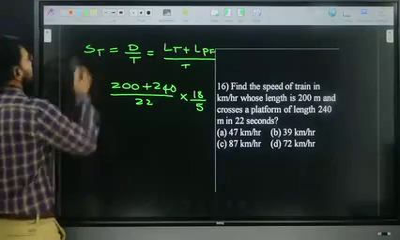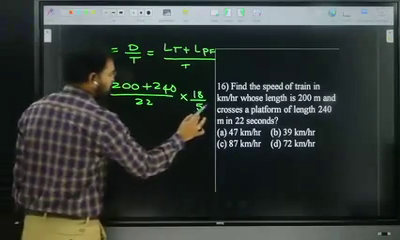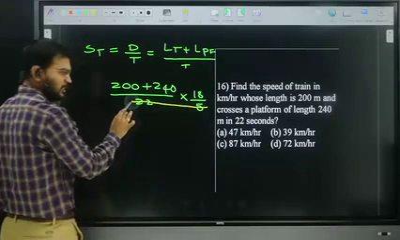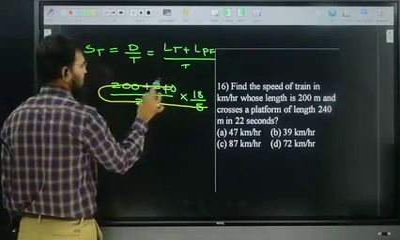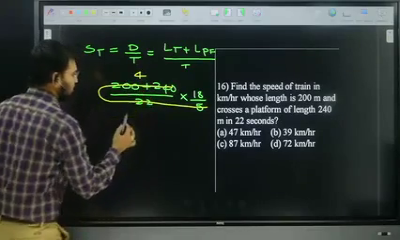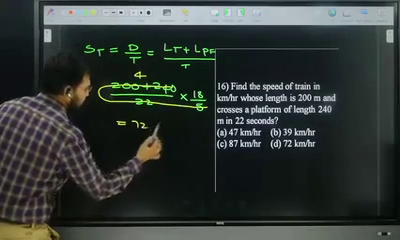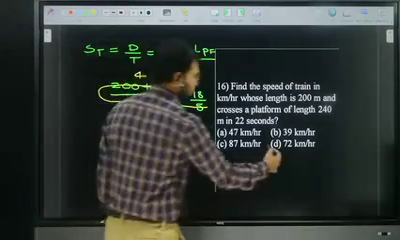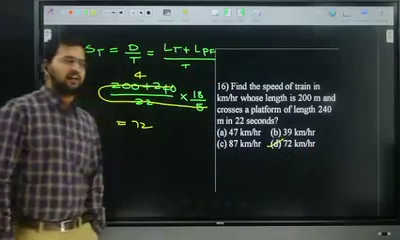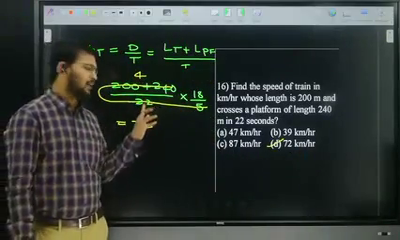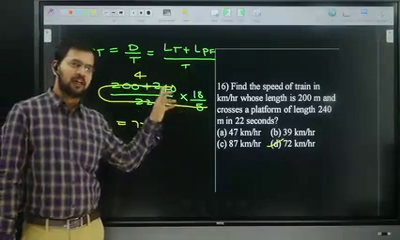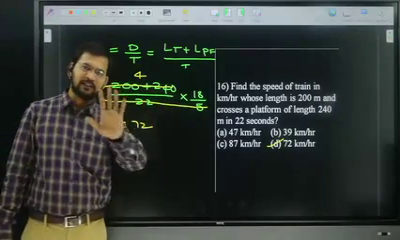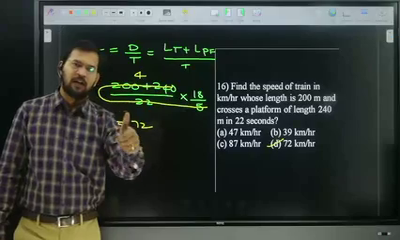Look at me, all of you. 5 22s are how much? 110. 110 4s are 440. Therefore 18 4s are 72. Your answer is 72. All of you clear? So 5 22s are 110. 200 plus 240 is 440. 110 4s are 18 4s are 72. Your answer is 72 kilometer per hour. All of you okay?